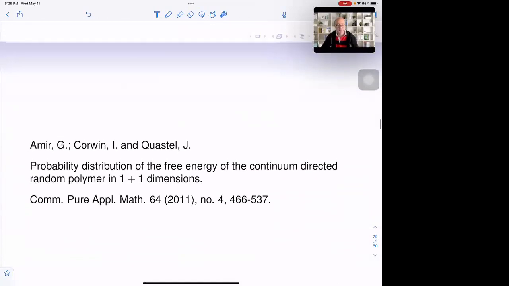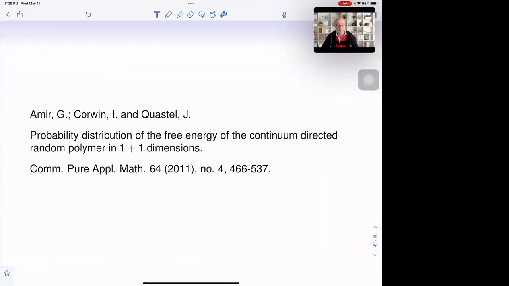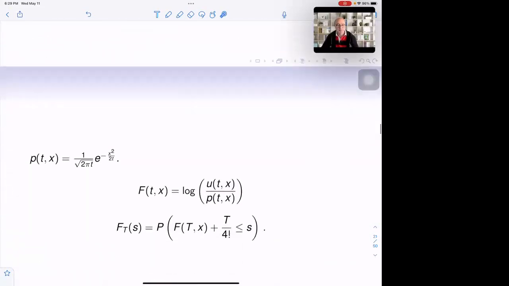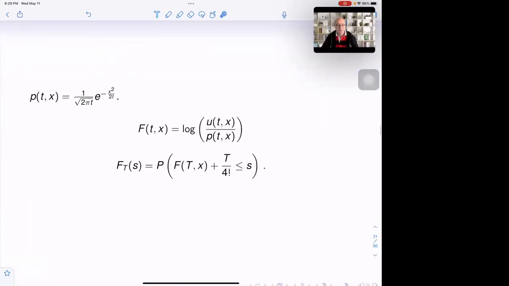This is the work of Amir, Corwin, and Quastel. They found the exact result. For example, they let this one equal to this, and u is the solution. You take the logarithm and you put this one. So this is the same as u(t,x) being less than or equal to something.